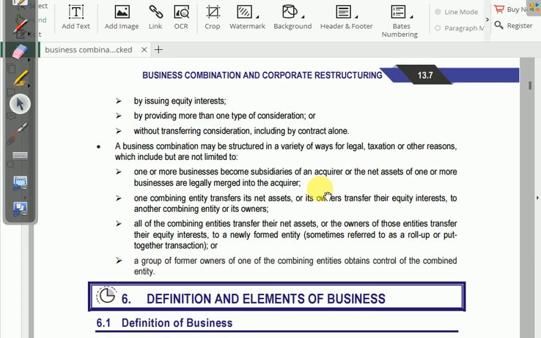It is one method. One combining entity transfers its net assets, or its owners transfer their equity interest, to another combining entity or its owner. This is very simple. All the combining entities transfer their net assets, or the owners of those entities transfer their equity shares or interest, to a newly formed entity. A group of former owners of one of the combining entities obtain control of the combined entity.